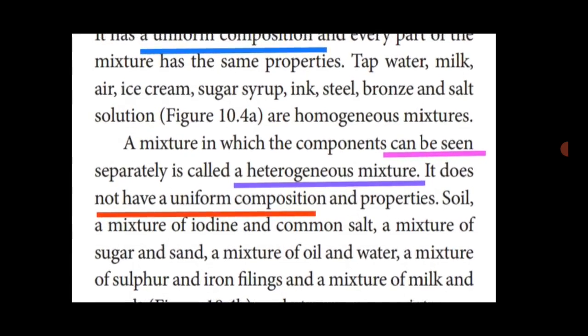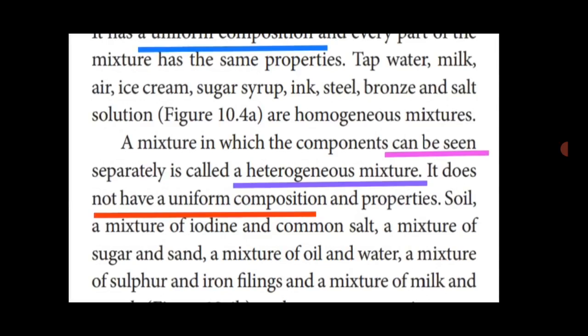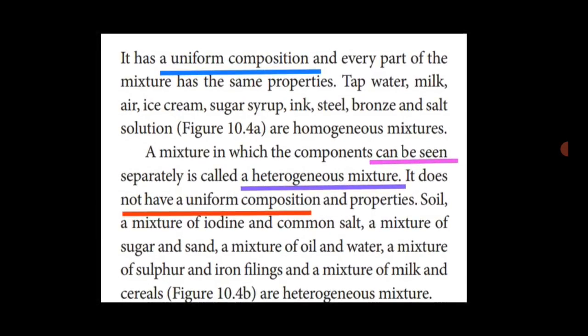Let's see heterogeneous mixtures. A mixture in which the components can be seen separately is called a heterogeneous mixture. It does not have uniform composition and properties. For example, soil, a mixture of iodine and common salt, a mixture of sugar and sand, a mixture of oil and water, a mixture of sulfur and iron filings, and a mixture of milk and cereals. These are heterogeneous mixture examples.